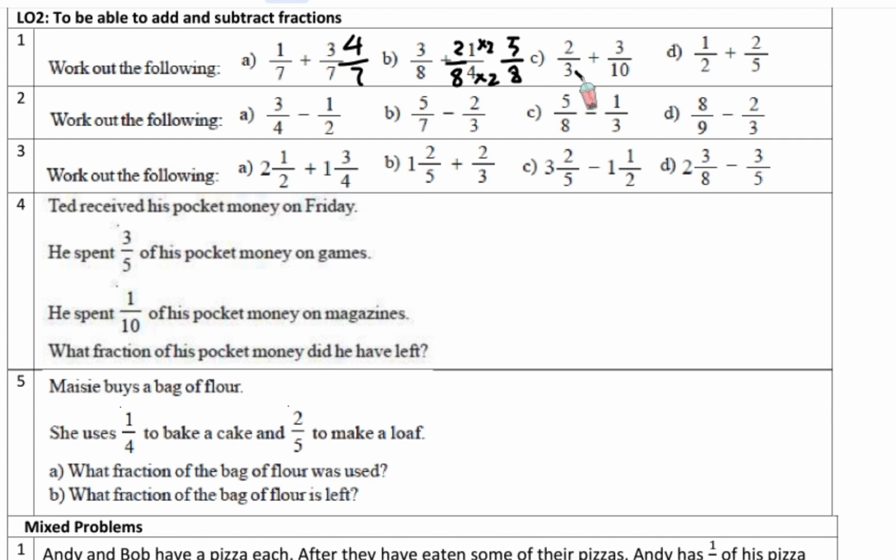For C, we will need to multiply this by 10 and this by 3. So this would be 20 over 30 and 9 over 30. And our final answer would be 29 over 30. For D, we need to multiply this by 5 and this by 2. So we will get 5 over 10 plus 4 over 10, which is 9 over 10.